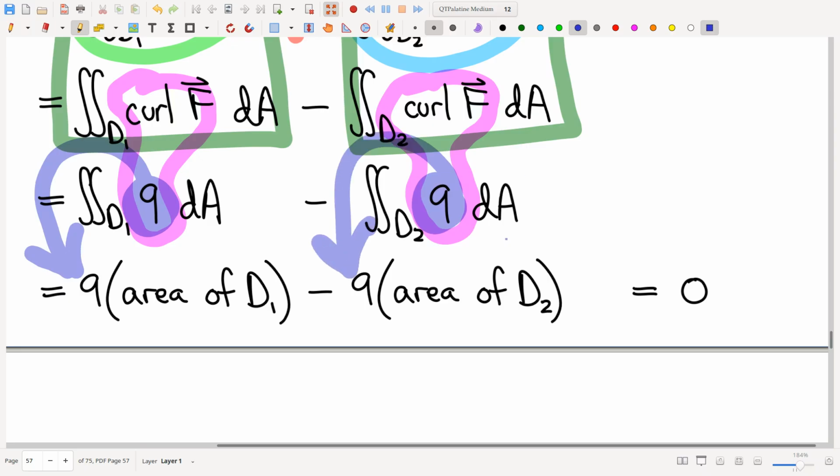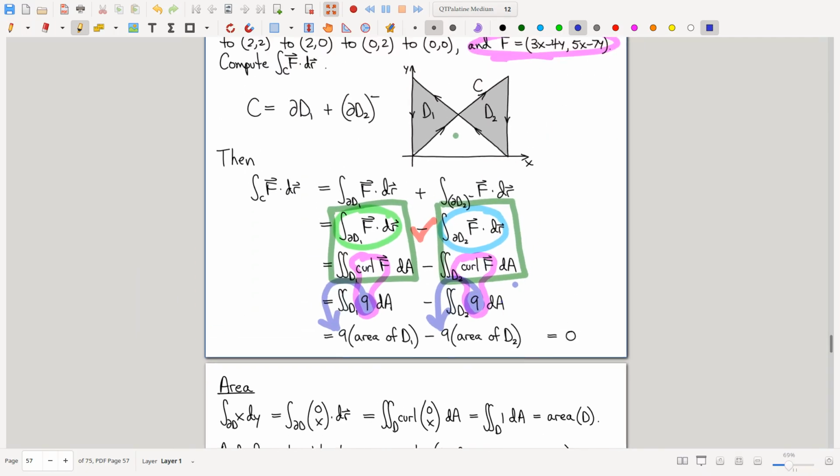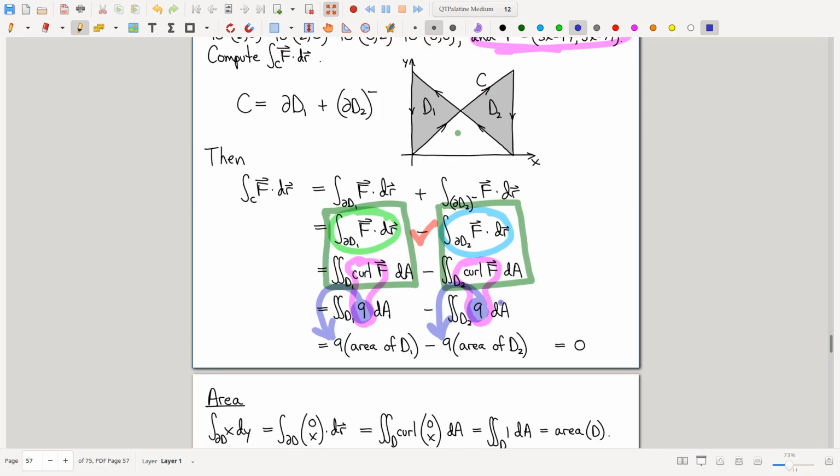And then you notice that our two areas, come on, there we go. My two areas are clearly the same area. Those two triangles are the exact same size. So these two things are the same. Difference is 0. We're done. We walk away. Didn't have to parameterize anything.